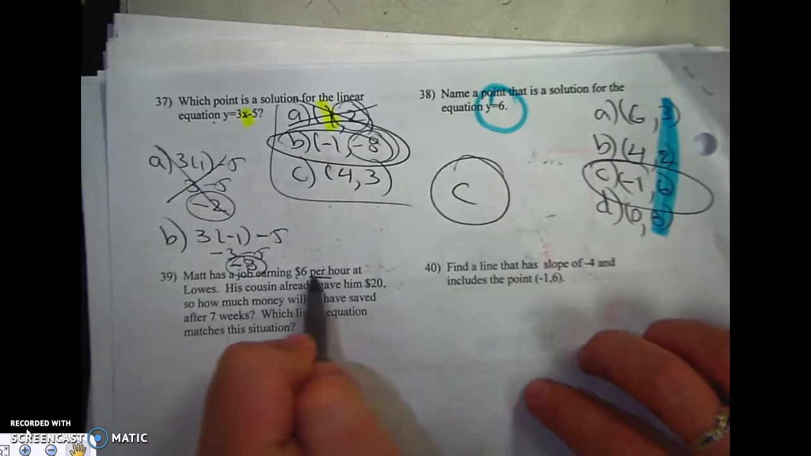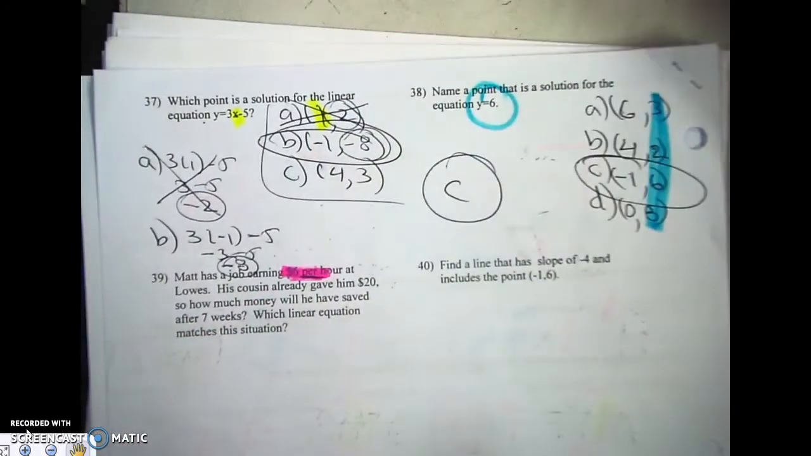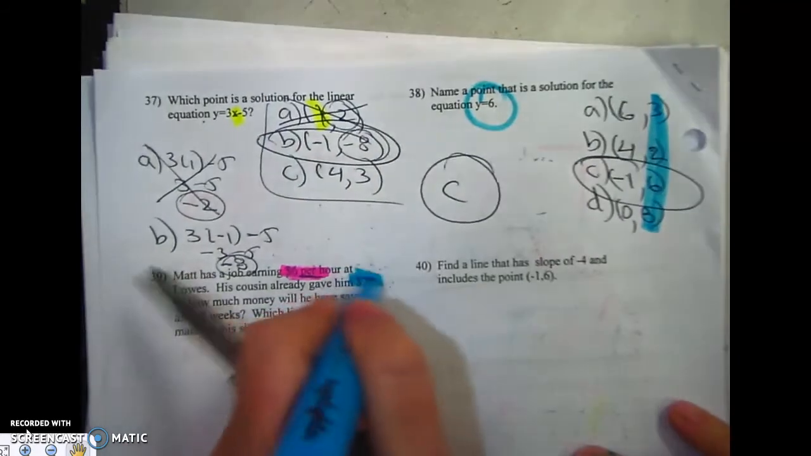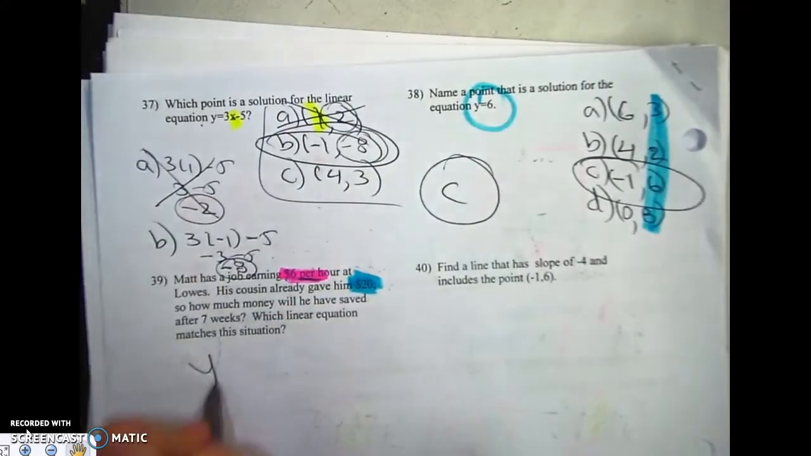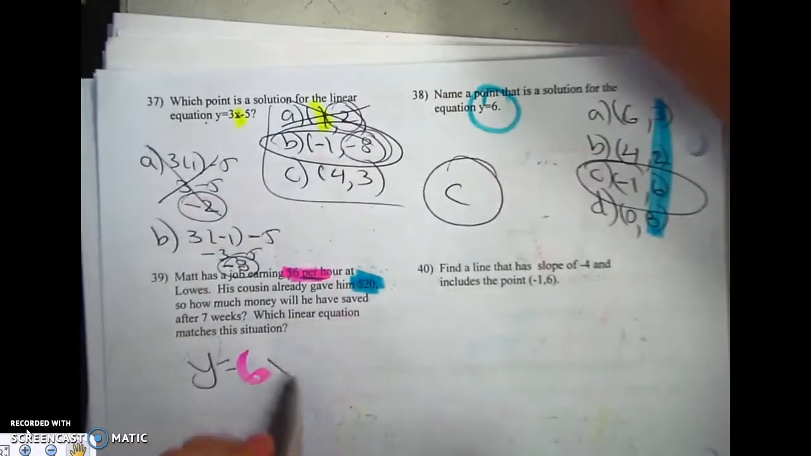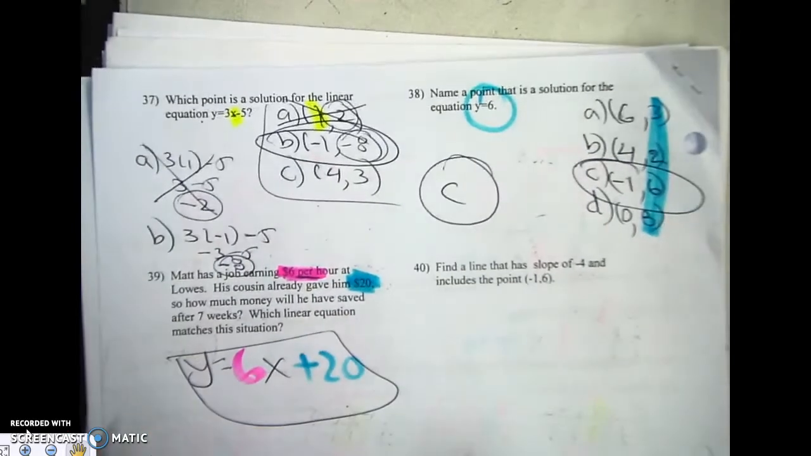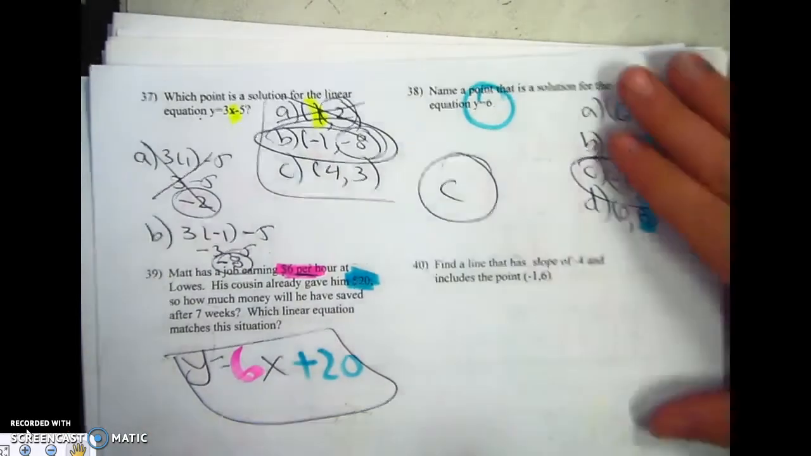39. All right, he earned $6 per. Per means pattern. His cousin gave him 20 bucks. So that's my start. Y equals 6x plus 20. Okay.